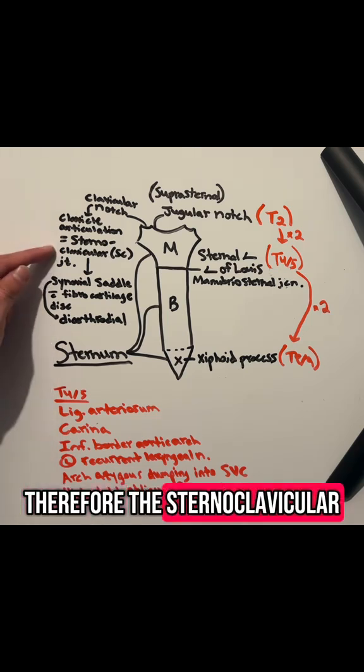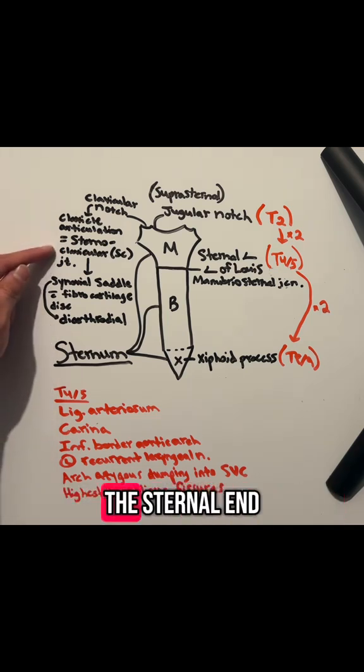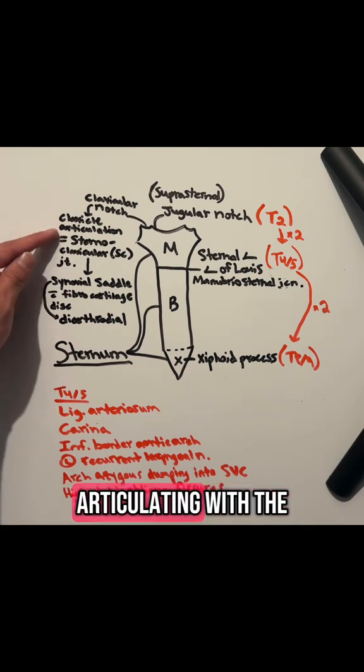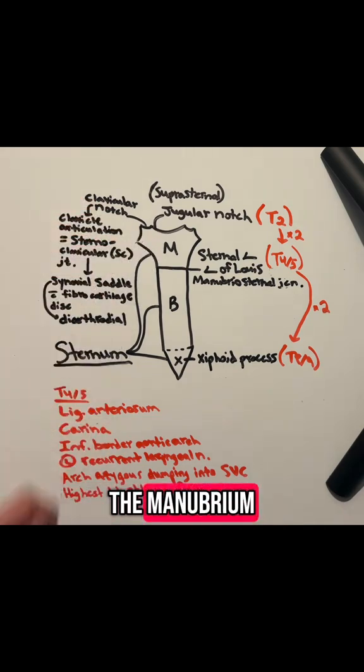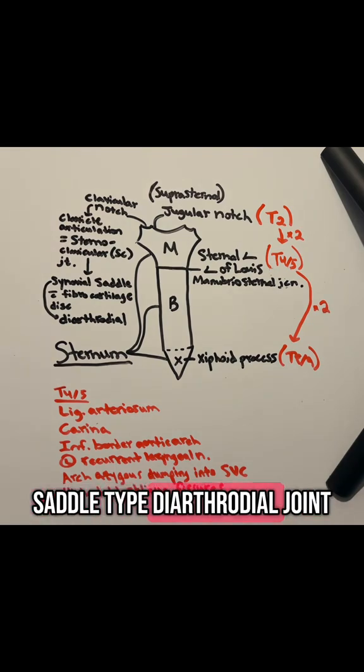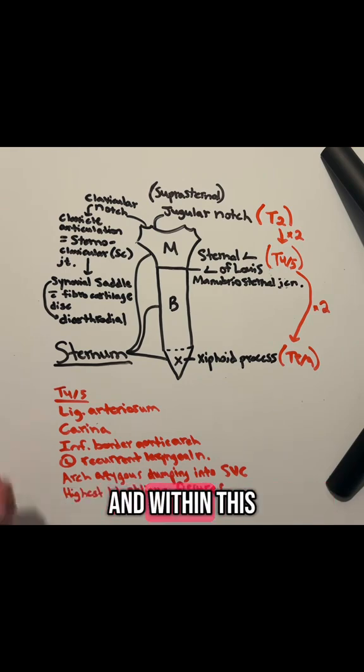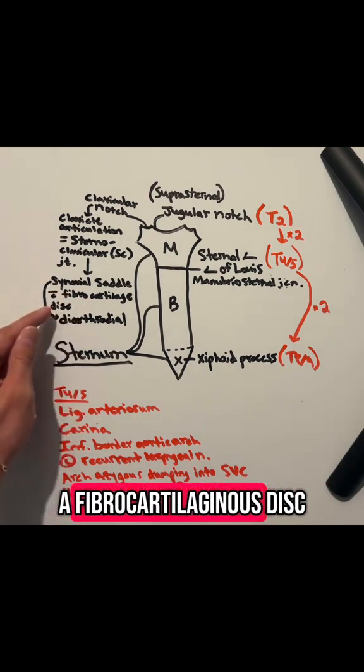Therefore, the sternoclavicular joints, made up of the sternal end of the clavicle articulating with the clavicular notch of the manubrium, form a synovial saddle-type diarthrodial joint. And within this saddle joint, there's a fibrocartilaginous disc.